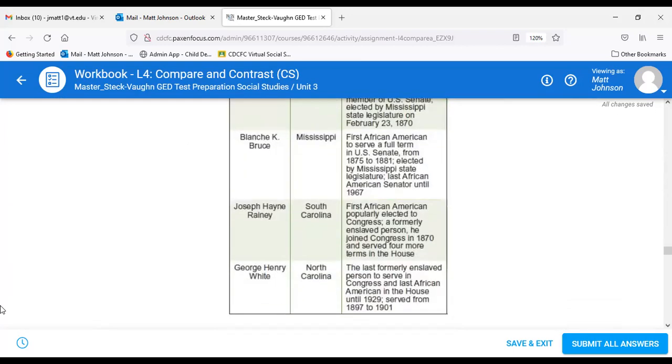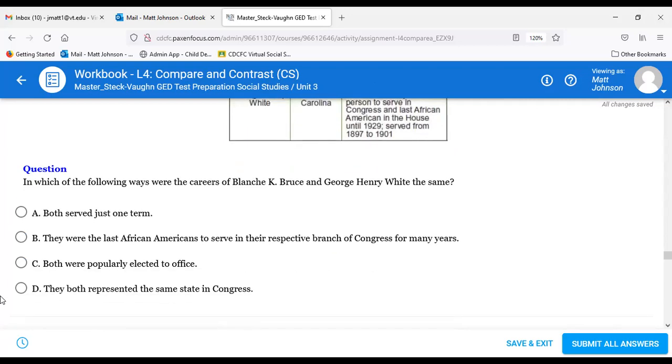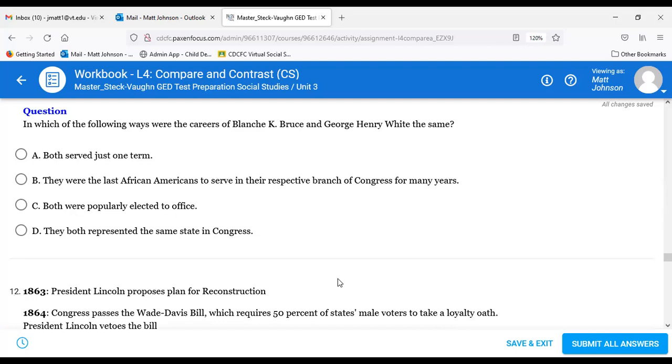And 11, Etta, gotta get you to read number 11. All right, in which of the following ways were the careers of Blanche K. Bruce and George Henry White the same? A, both served just one term. B, they were the last African Americans to serve in their respective branch of Congress for many years. C, both were properly elected to office. Or D, they both represented the same state in Congress. I think it is B. Yep, B as in boy. They were the last in either branch to serve for many, many years, until 1967. So B as in boy for number 11.